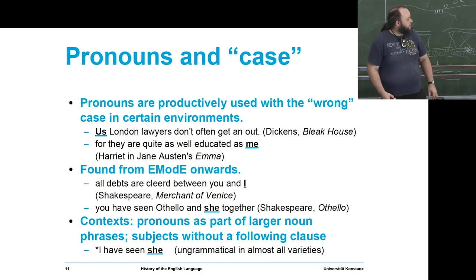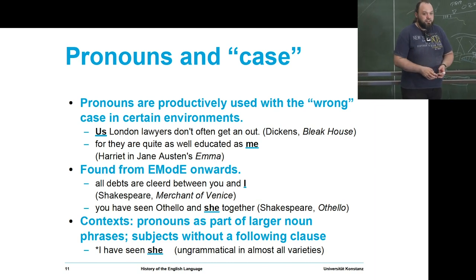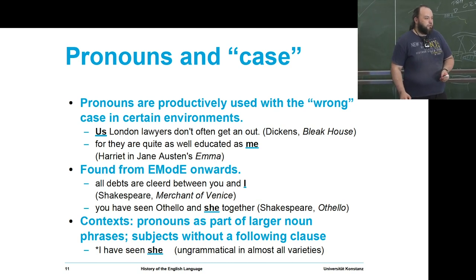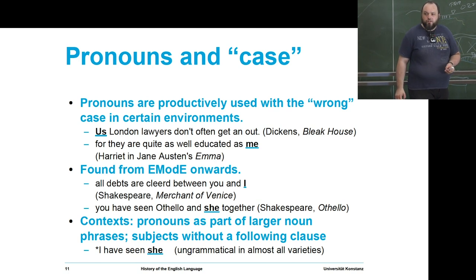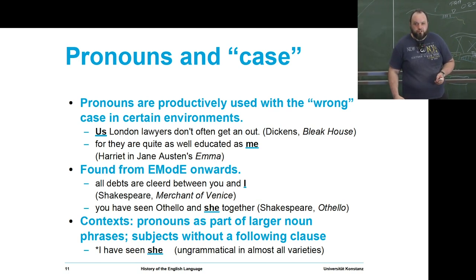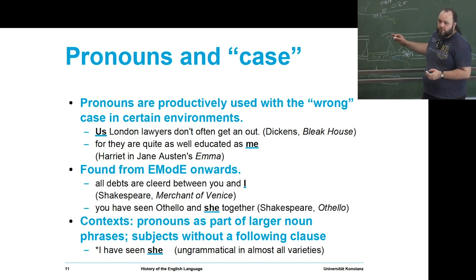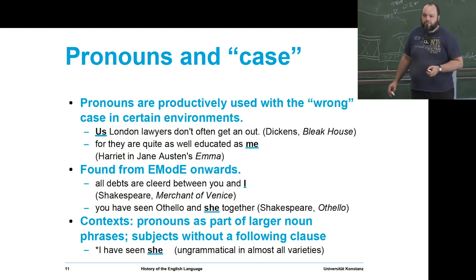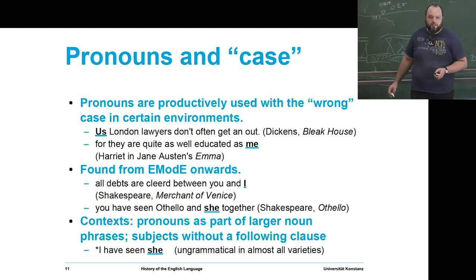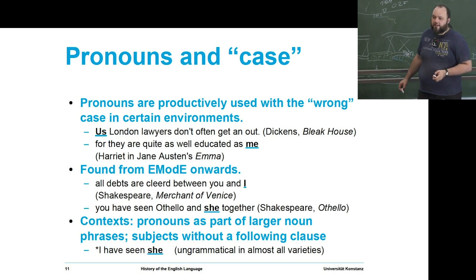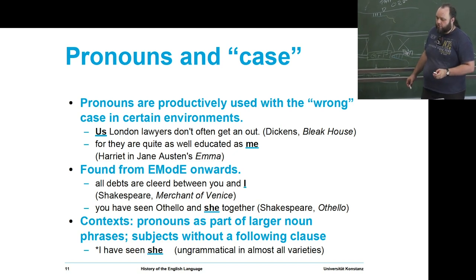It seems that there's actually a fairly good generalization that governs, for subjects at least, when you do and don't find accusative case. Because examples like "I have seen she," that's really bad. Right? "I have seen she" is ungrammatical in pretty much every variety of English. Similarly, "me have seen her," or "me has seen her," awful. These don't make any sense. You can't do that. So, why not?